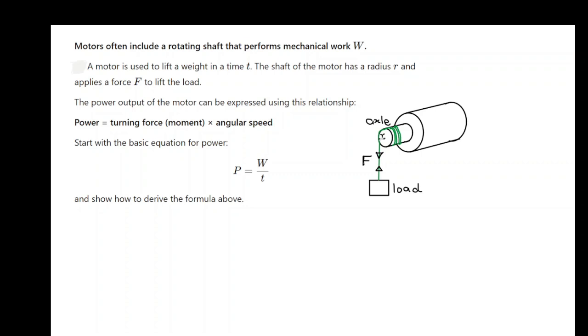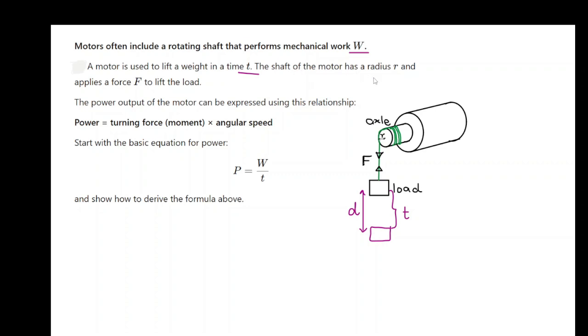Motors often include a rotating shaft that performs mechanical work W. So this is the rotating shaft. A motor is used to lift a weight in time t. Now let's imagine this load was here, and in time t, this was lifted by a certain amount. Let's call this distance d.